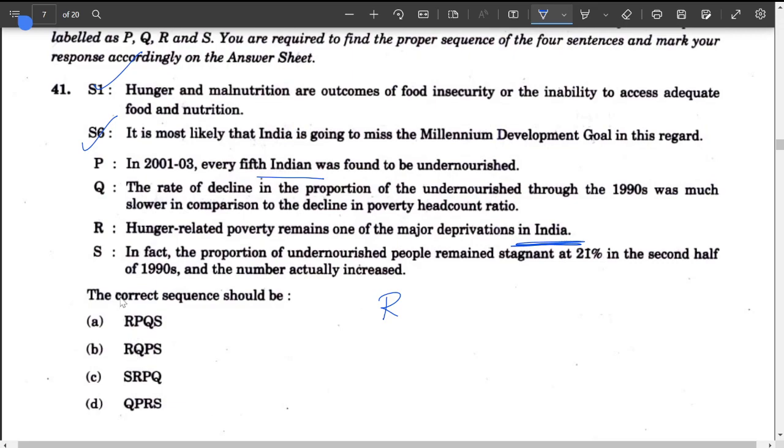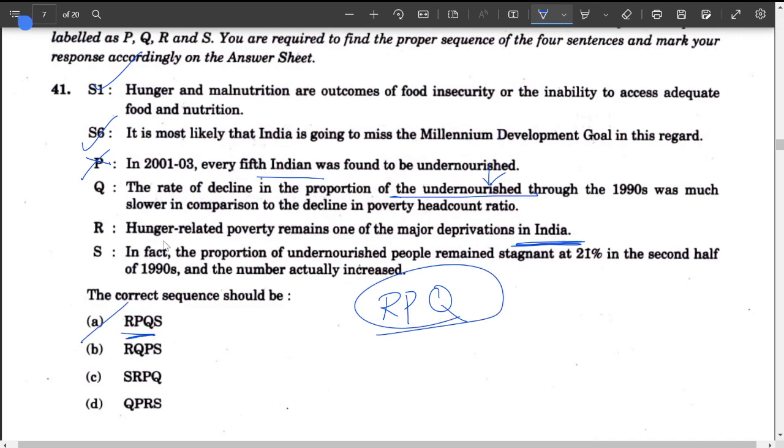RP or RQ, which one can we use? Let us check with RP. In 2000, every fifth Indian. Again, this is repeated here. Okay, so P cannot be used in the starting, but P can be used after R. Okay, because India is already introduced there, was found to be undernourished. The rate of decline in the proportion of the undernourished. The is mentioned already above. So we can go with, sorry, this is P and another one is Q. So check for this combination. RPQ combination is the first one.